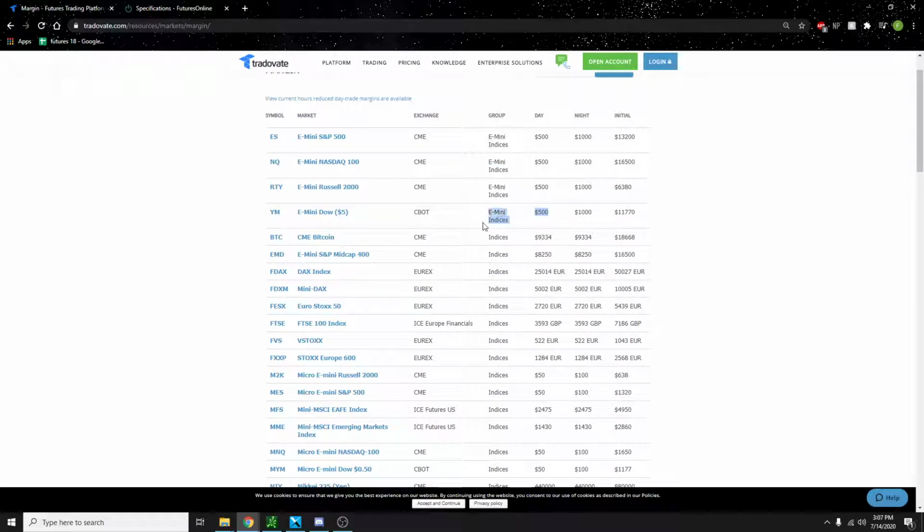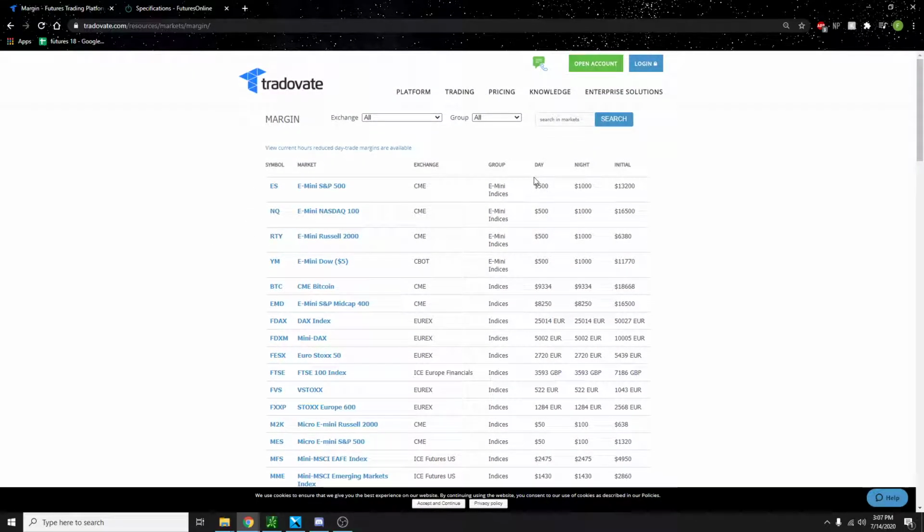The Dow, 500. That just basically means that if you had, let's say, $1,000 in your account, the most that you could possibly put on in size was 2 contracts. Obviously you would not do that ever, because if you go even 1 cent below, you would be required to put money in your account, or the broker would just close your position. You would never trade like that, but just in theory, that's the maximum number of contracts that you can trade.